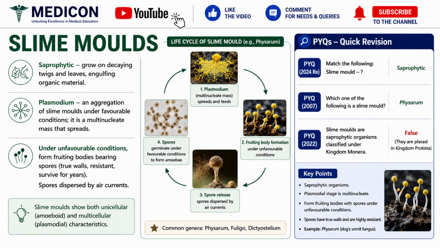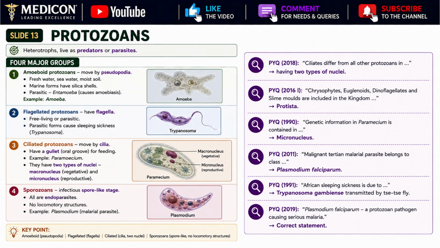The key points you have to remember are that they are saprophytic organisms. The plasmodial stage is multinucleate and forms fruiting bodies with spores under unfavorable conditions, and the spores have true walls and are highly resistant. An example is Physarum, also called dog's vomit fungus. The common name for the Physarum slime mold is dog's vomit fungus. Stop the video here and study the PYQs.